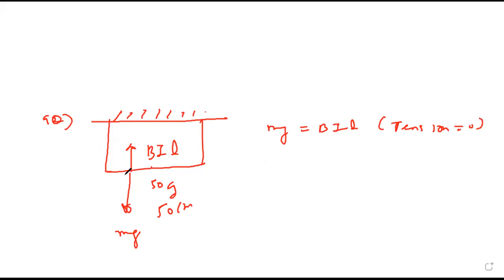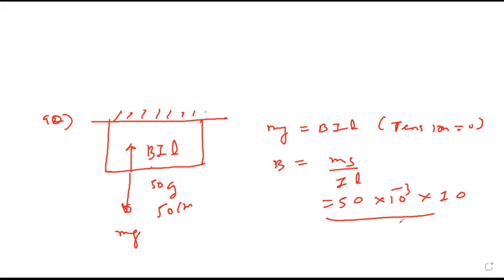That means there won't be any stretching force if there is opposing force. Yes. For that they are asking what should be the field it produced. So field should be mg upon I. M is 50 gram, 50 into 10 raised to minus 3 kilogram.